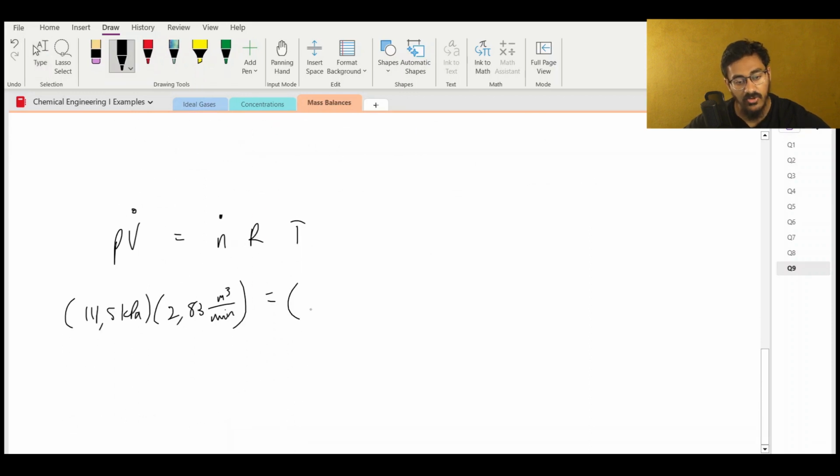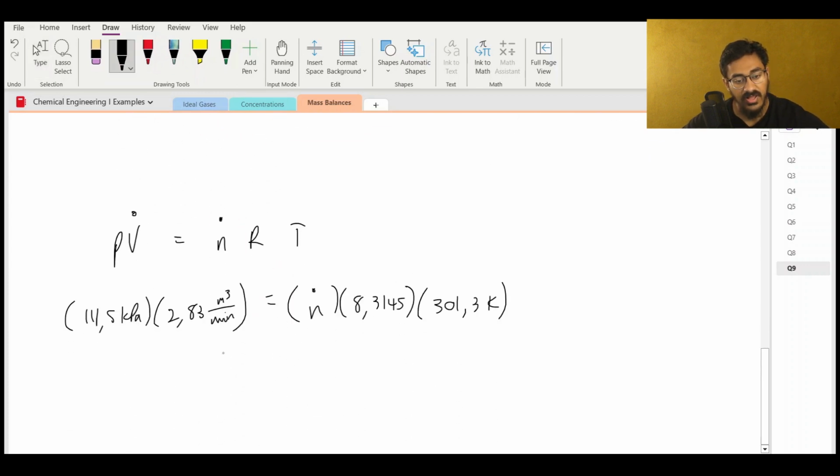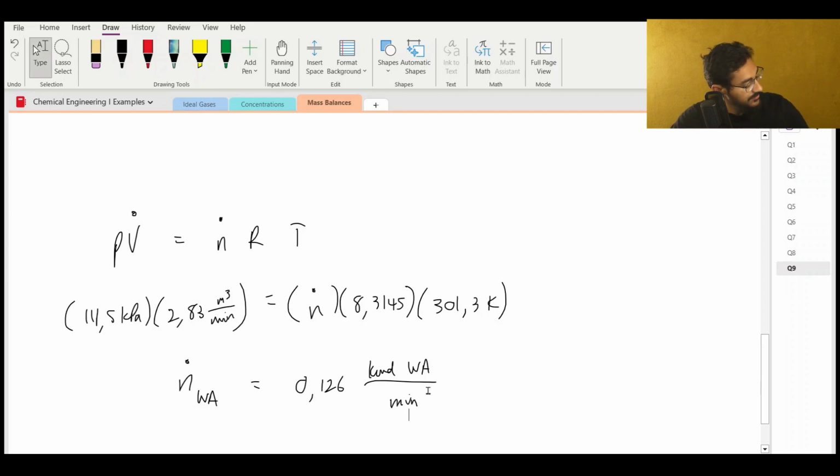2.83. Number of moles, I don't know. R stays constant at 8.3145 if you're using the correct unit system. And then your temperature was 301.3 Kelvin. And if you calculate all of this, you get the number of moles. This is the number of moles of total wet air, the total number of moles in your wet air stream. And that's going to come out to be 0.126 kilomoles of wet air per minute entering the stream.